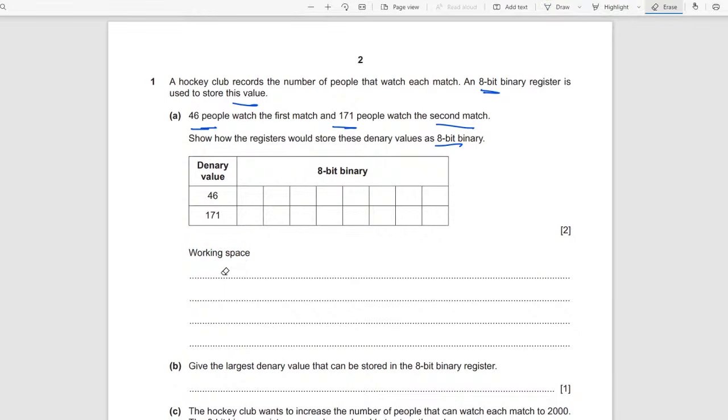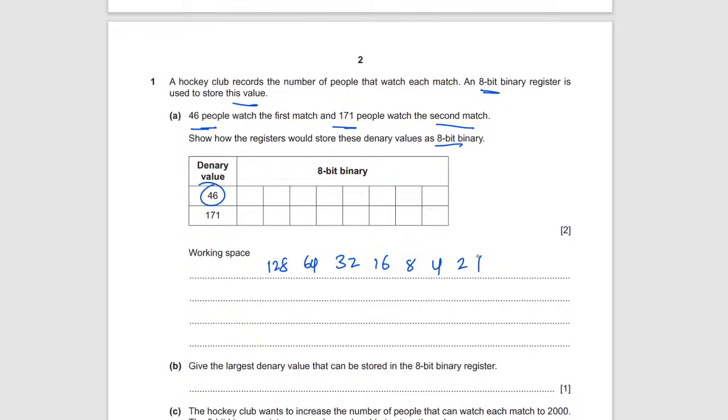Now the technique to do this is I usually like to list out the numbers: 1, 2, 4, 8, 16, 32, 64, 128. And basically with these numbers I have to construct 46. So to make 46 we can use 32. Let's see, 32 plus 16 is 48, so we can't use 16, so that'll be 0. 32 plus 8 will be 40. We'll use that. And then 1, 1, 0. The rest will all be 0.